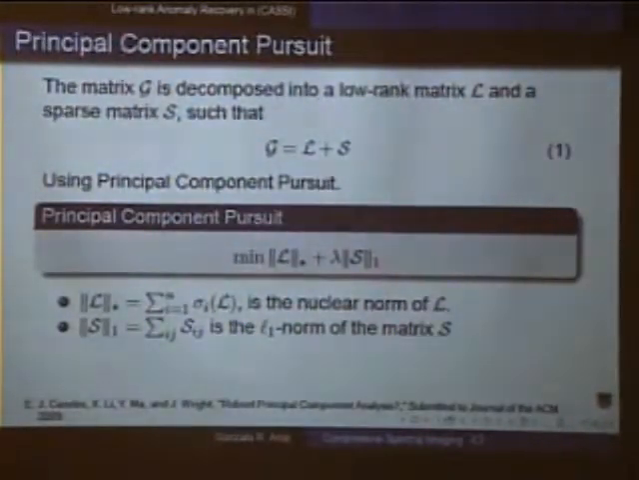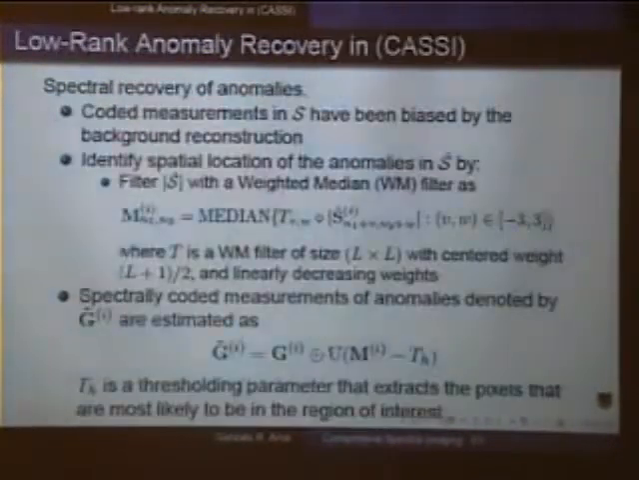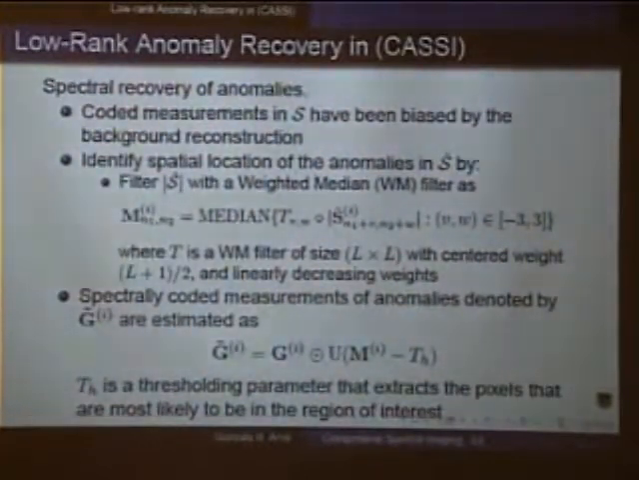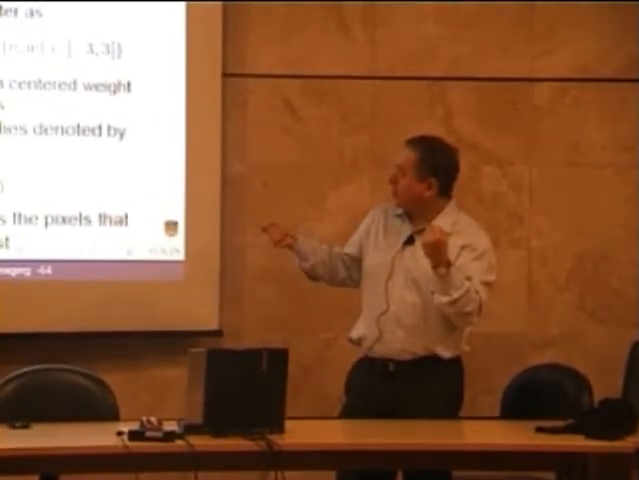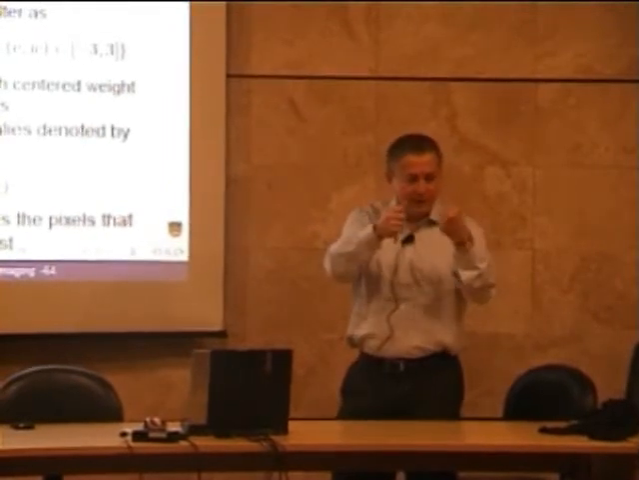And I do the principal component pursuit. I minimize the nuclear norm of the low rank component and the L1 norm of the sparse moving component. And this is an optimization problem that has been well developed by Candes and others. In our case, it turns out that what we're going to recover is the anomalies that are in time and spectra.